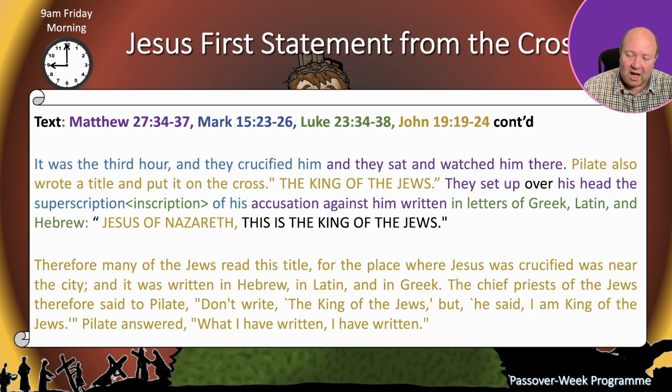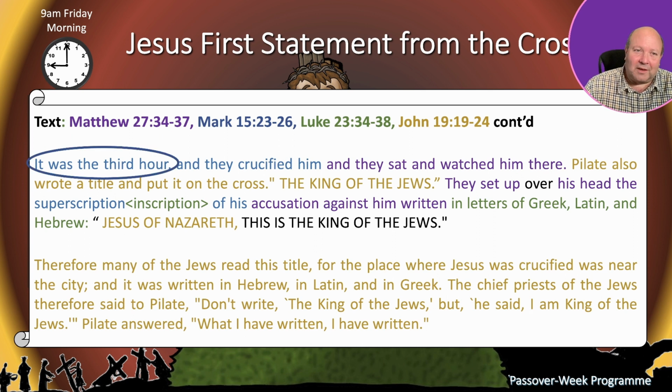There's an irony in it. You said he was the king, so I'll call him the king. This is what the Jews' king looks like. And of course, they don't like it. So many of the Jews read it, for the place where Jesus was crucified, and they said, "Don't write the King of the Jews, but write that he said, I am the King of the Jews." And he says, "I've written what I've written." So he got a little mark there, the third hour.